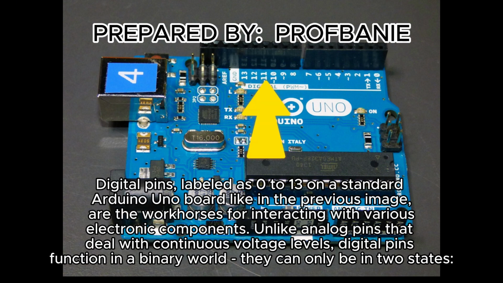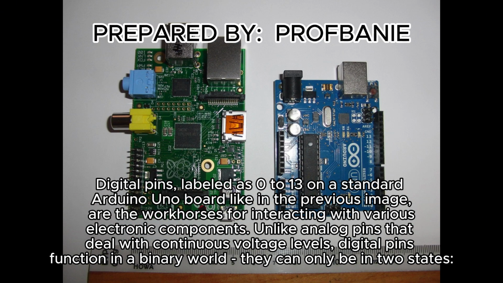Digital pins, labeled 0 to 13 on a standard Arduino Uno board like in the previous image, are the workhorses for interacting with various electronic components. Unlike analog pins that deal with continuous voltage levels, digital pins function in a binary world. They can only be in two states.